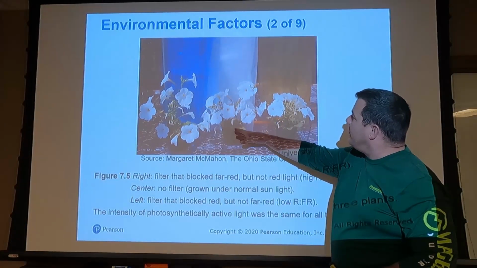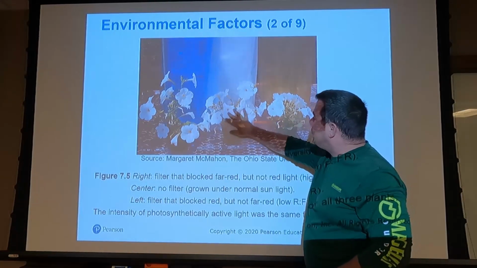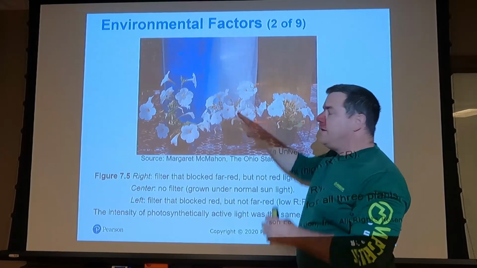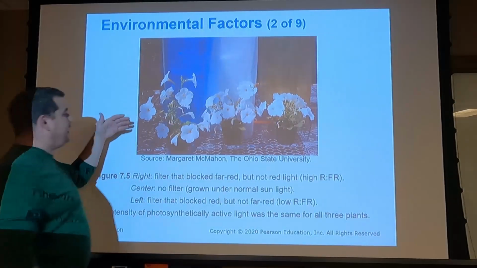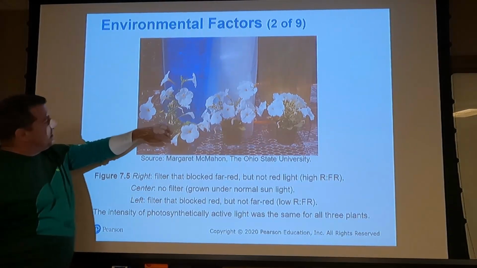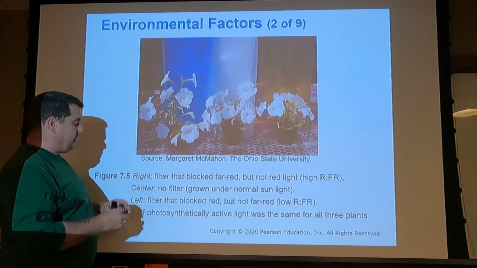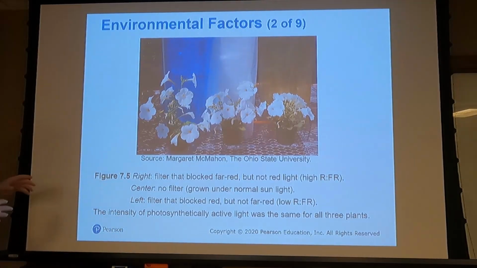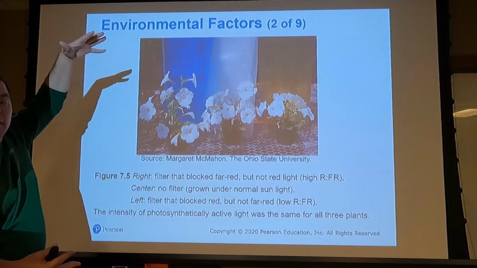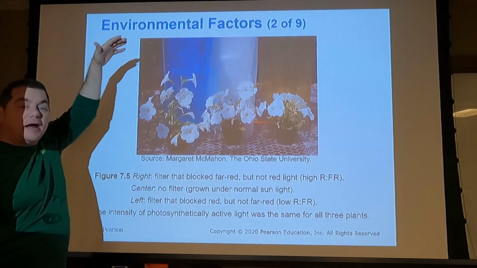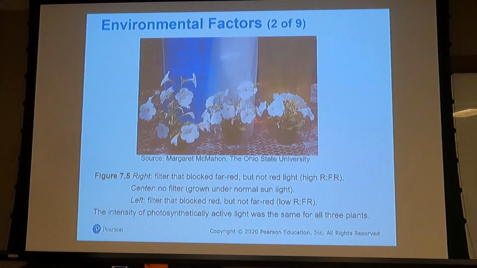In the middle, they grew this under normal sunlight conditions. This is kind of typical of what we would see, a medium statured plant, a little bit taller than this one, and a little bit more open. And then finally here on the left, this plant is really tall, kind of sparse in between here. It's not as compacted, because we blocked out that red and not the far red, and so now there's a phototropic response trying to get closer to the red light. So that's that shade avoidance that we were talking about.